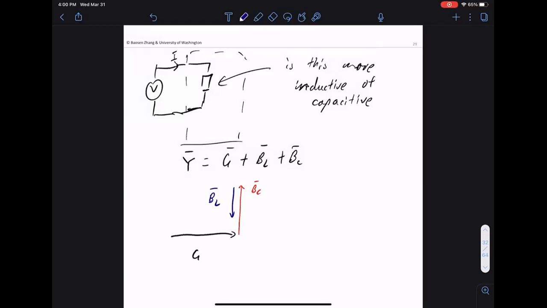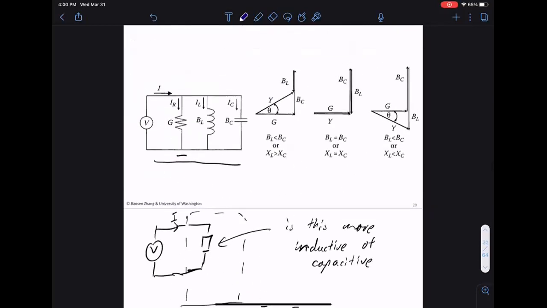Does this make more sense? Okay, good. Go ahead. So in the middle case where BL equals BC, does it basically act the same as if there was just a resistive circuit? Right, they cancel exactly out, so electrically you don't see them. Sure, if they're exactly equal, ignore it.